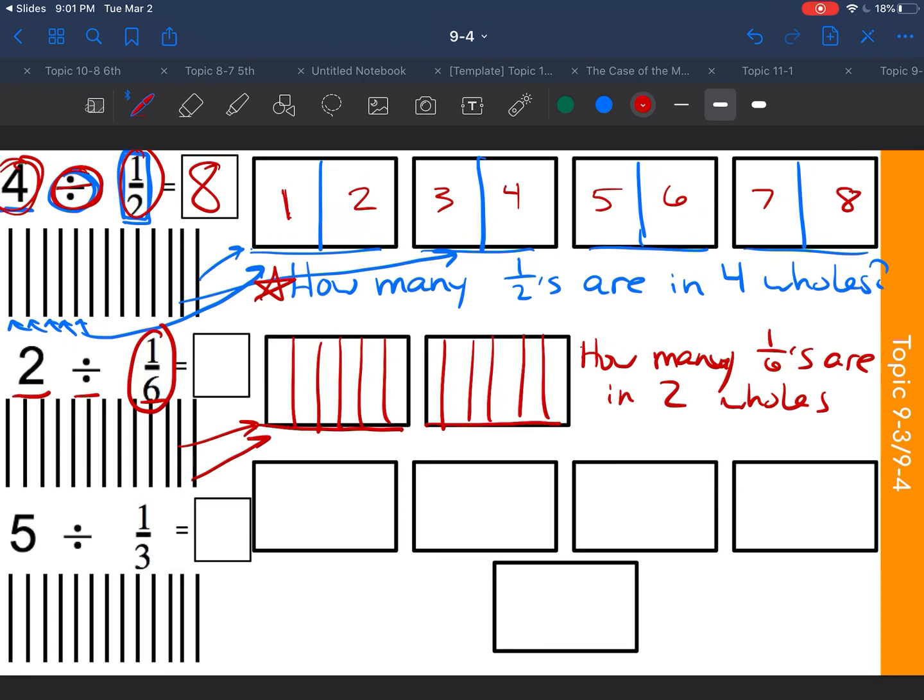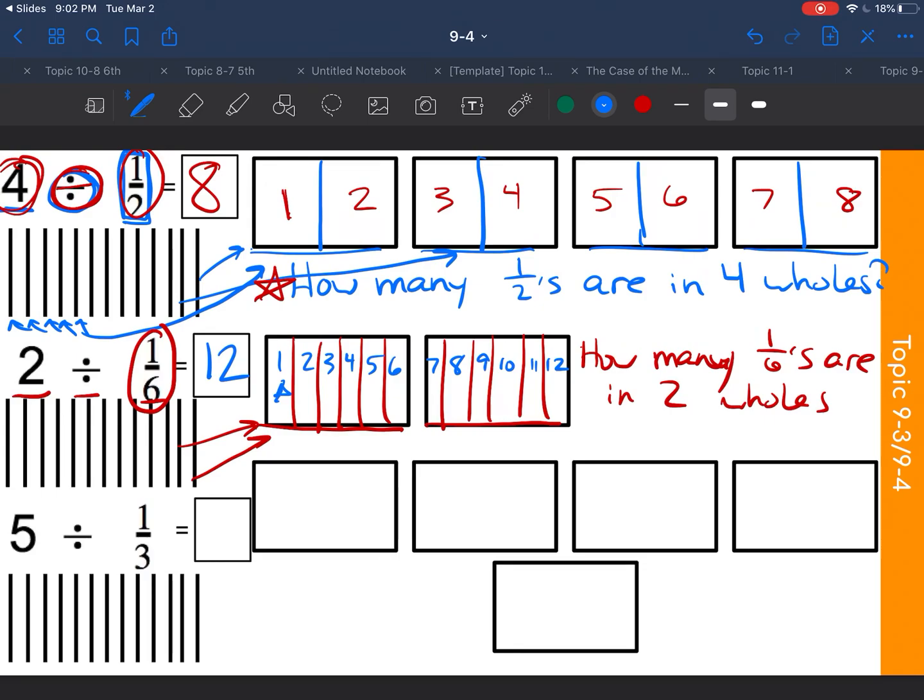So now our question is, how many 6ths are in 2 holes? Count all of the 6ths. So we have 1, 2, 3, 4, 5, 6, 7, 8, 9, 10, 11, 12. So we have 12 sixths in 2 holes. And you may be starting to see a little bit of a pattern. We're going to talk about that a little bit towards the end.